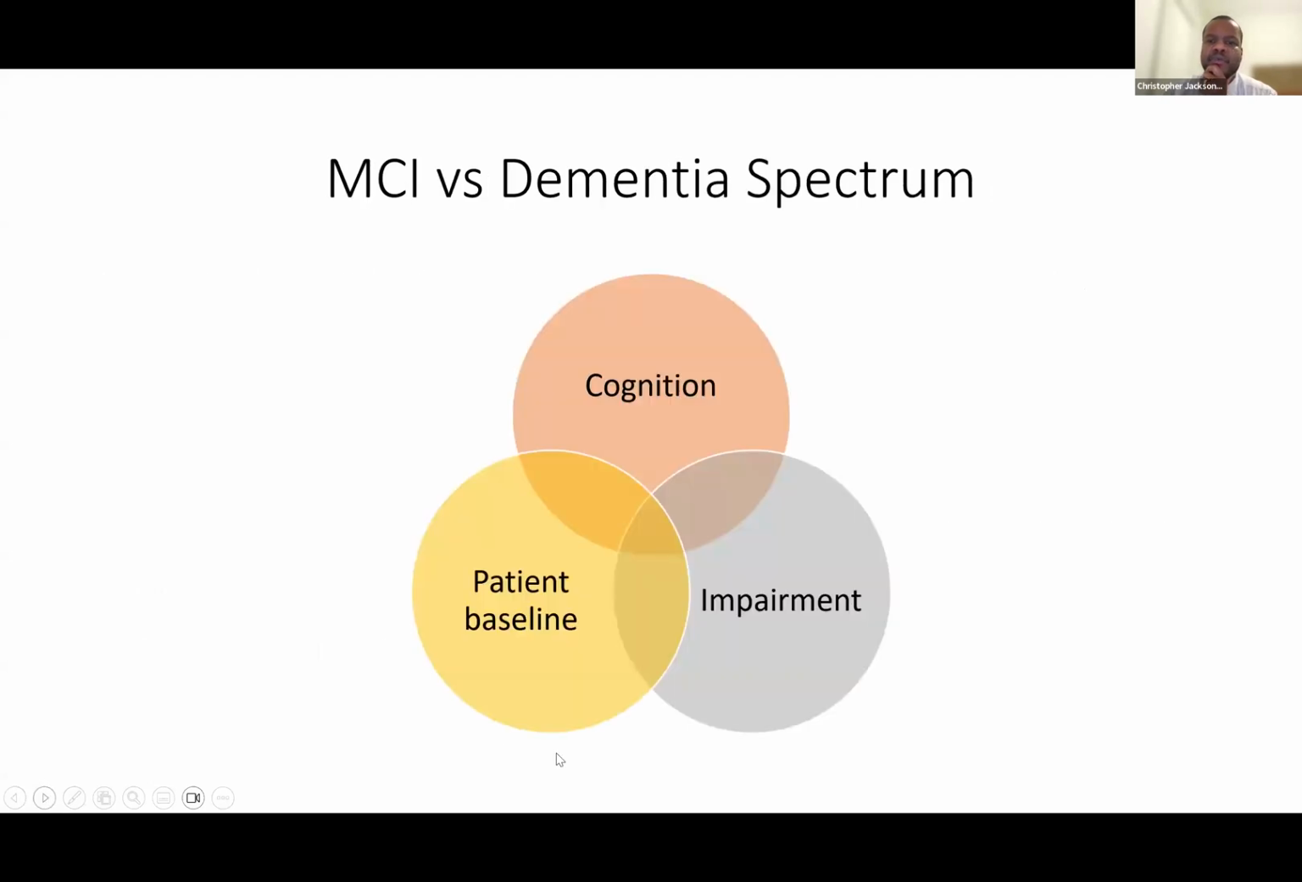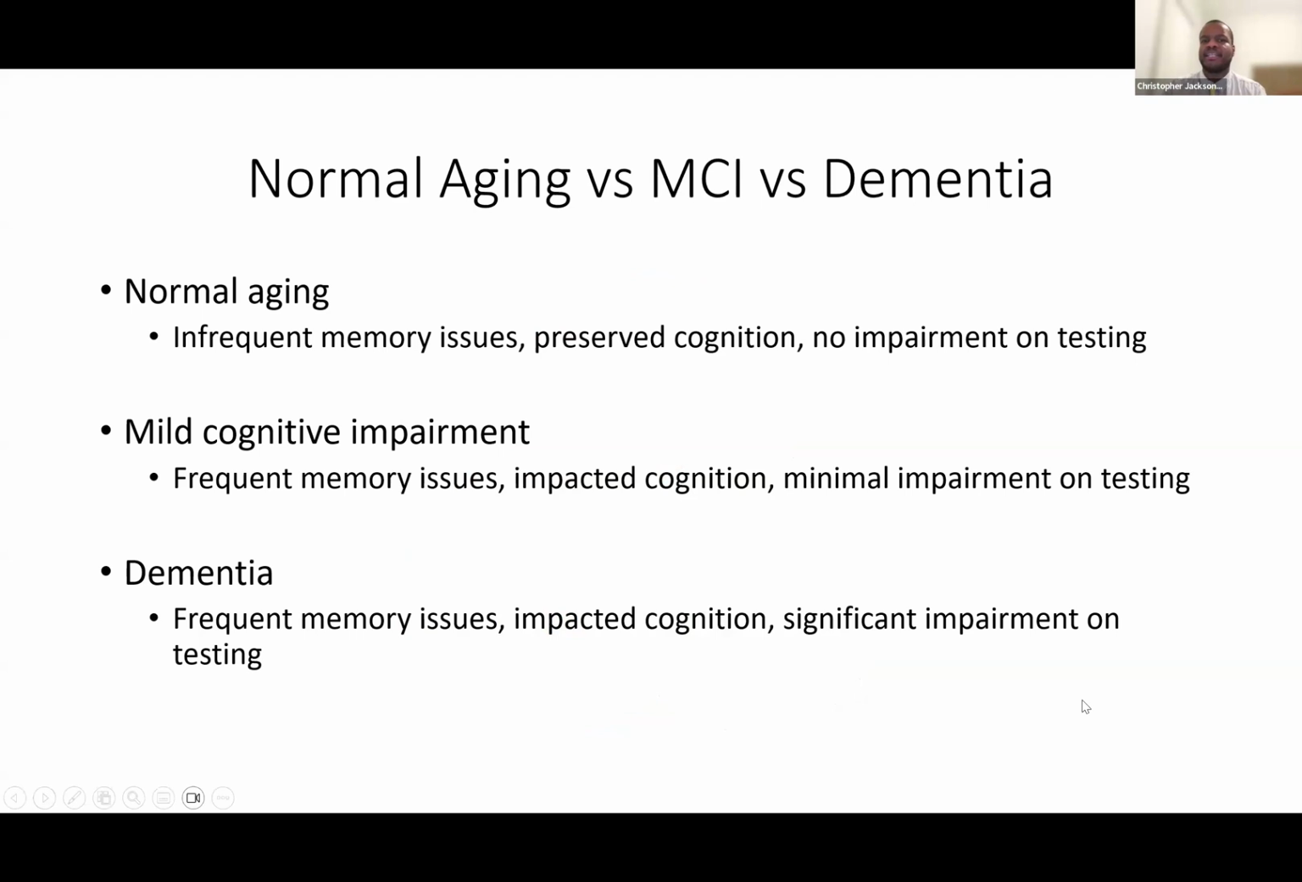So let's dive in. When we say MCI and dementia, it's really a spectrum of the patient's baseline cognition and whatever their level of impairment is. It's where these things intersect that we can say something is normal aging versus MCI versus some form of dementia. In normal aging, there can be infrequent memory issues, but cognition is preserved on testing and in level of consciousness. I might misplace my keys here or there, but if you ask me orientation questions or do other cognitive testing, I would be totally fine.